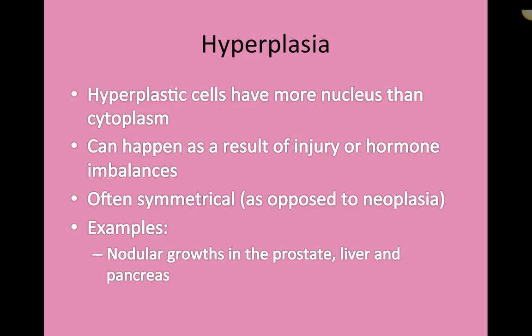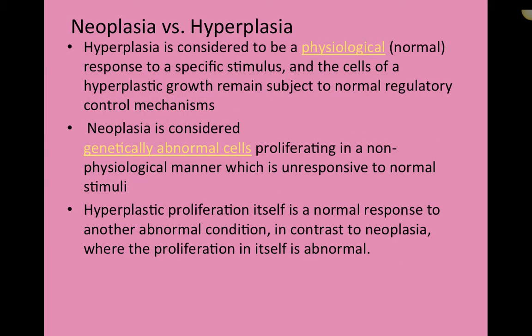Main thing, just knowing why hyperplasia occurs. Typically it's a result of an injury or hormone imbalance. And examples would be nodular growths in the prostate, liver, and pancreas. Those are common places for hyperplasia. So if we're breaking it down a notch, we're going to compare neoplasia to hyperplasia.